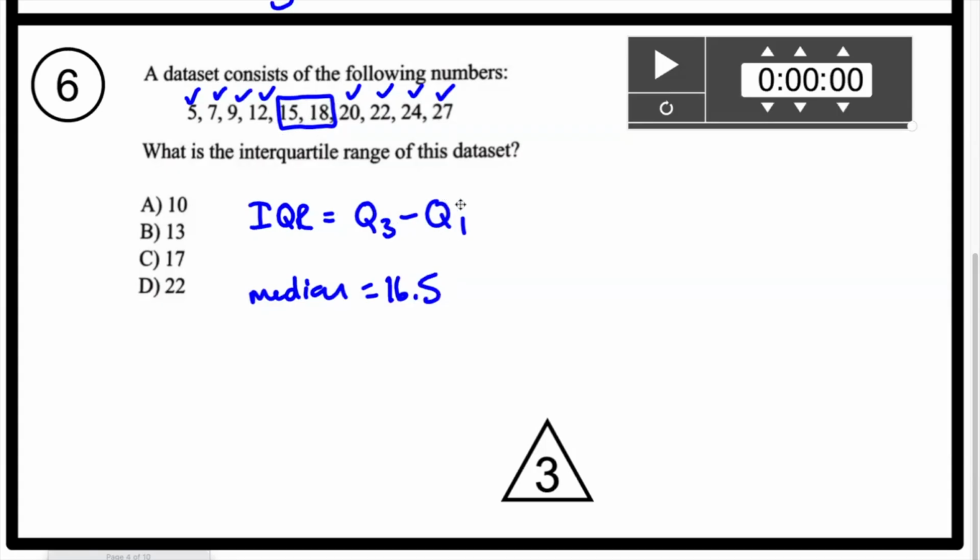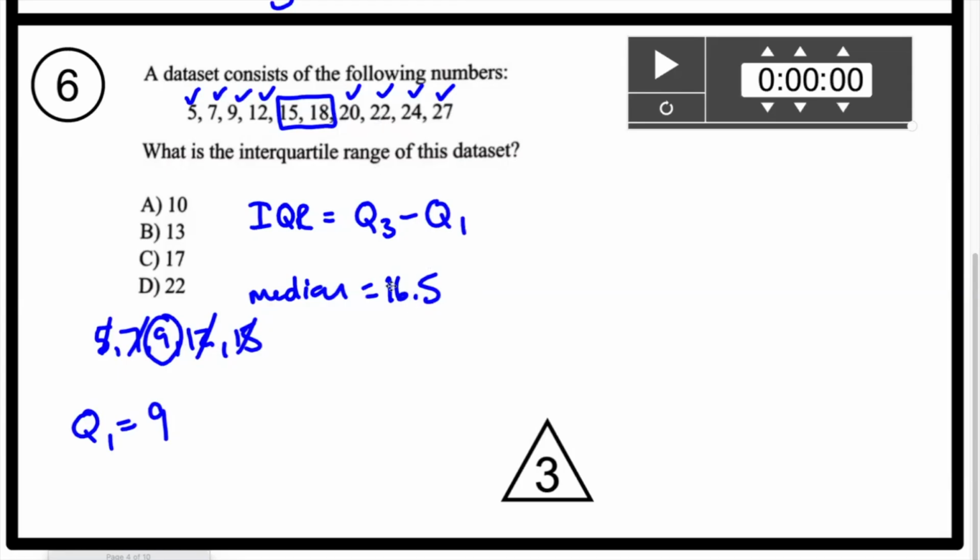Q1 is the median of all the data that's before the median. So if I write it over here, 5, 7, 9, 12, 15. That's all the data that's before the median. And the median of that data, I will do the cross out here, is the 9. So 9 represents Q1. That's called the first quarter. It's the median of the first half of the data.